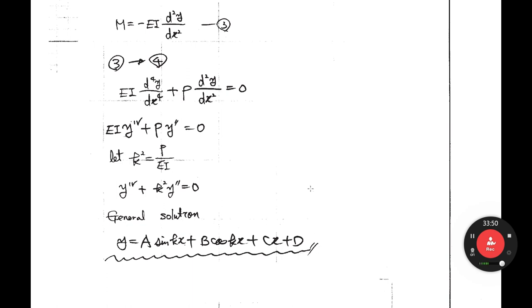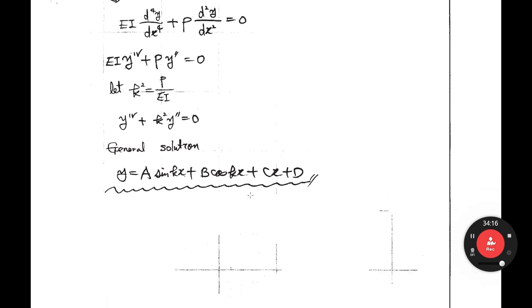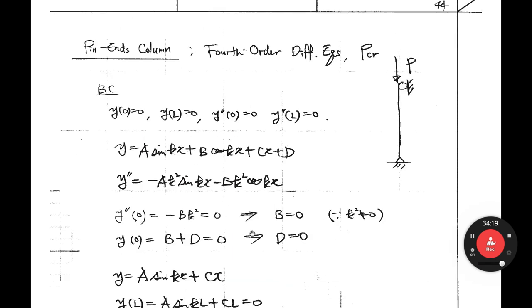That is the general solution, whatever the boundary conditions are. Regardless of boundary condition, we have the same identical general solution in the fourth order differential equation. Then what is different? From now on, we have to consider boundary conditions. The boundary condition is different for the pin column, cantilever column, and fixed end column. Only the boundary condition is different. So the general solution is identical.